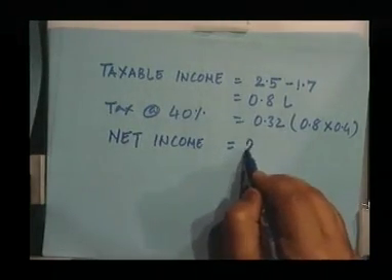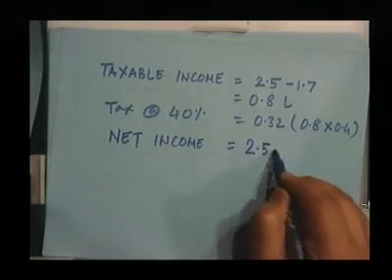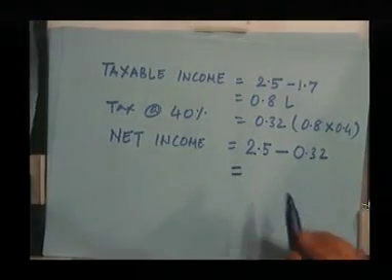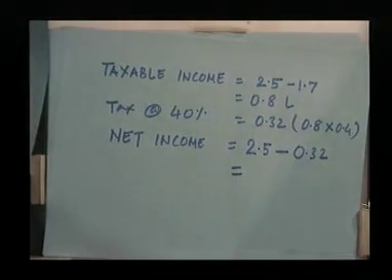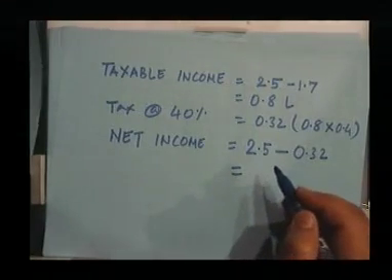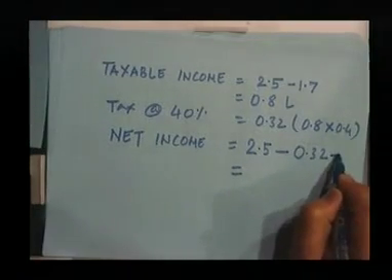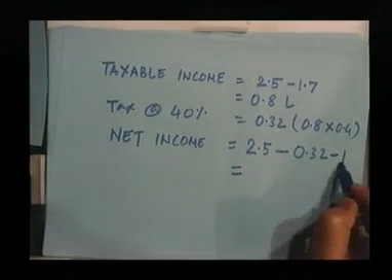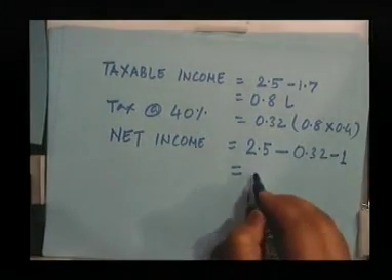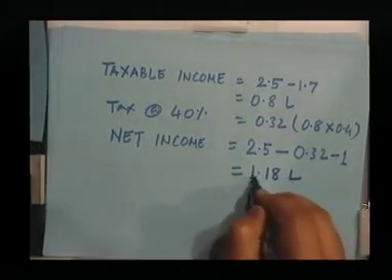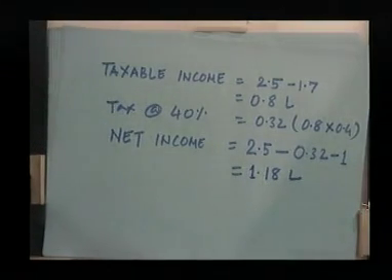It would be equal to 2.5 minus 0.32, which is equal to how much? Not minus 1. Another minus 1 is 0 square. Minus 1, which is equal to how much it is coming? 1.18 lakhs. This is coming to be 1.18 lakhs.